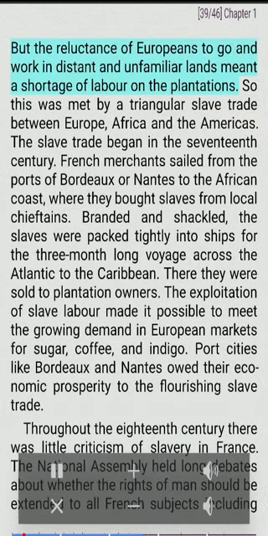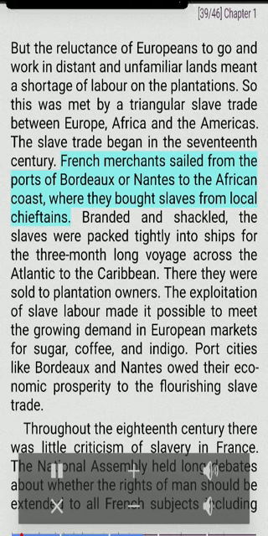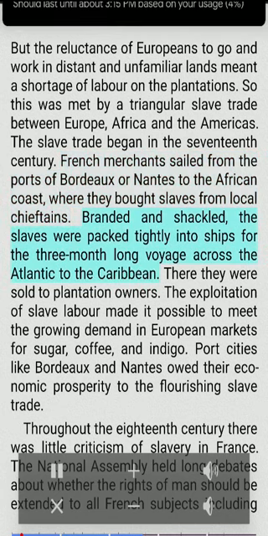The colonies in the Caribbean, Martinique, Guadeloupe and San Domingo, were important suppliers of commodities such as tobacco, indigo, sugar and coffee. But the reluctance of Europeans to go and work in distant and unfamiliar lands meant a shortage of labor on the plantations. So this was met by a triangular slave trade between Europe, Africa and the Americas. The slave trade began in the 17th century.